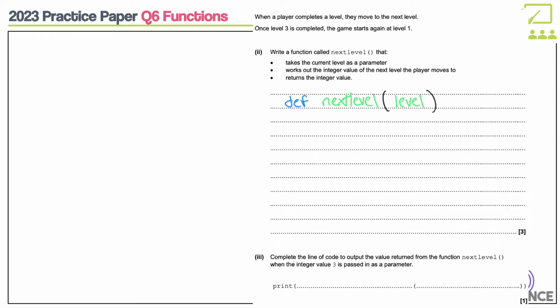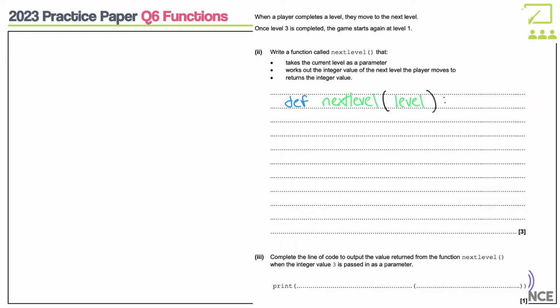If I'm keeping syntax, what I need at the end is a colon. Comma if I have additional parameters. So if there's another parameter, it'd be comma and then another one. Do I write this directly underneath it or do I indent it? Indent it. Works out the integer value of the next level the player moves to. Well, if the level is 1 or 2, what will the level be? If it's receiving level 1, what level will it return? 2. If it receives level 2, what level will it return?